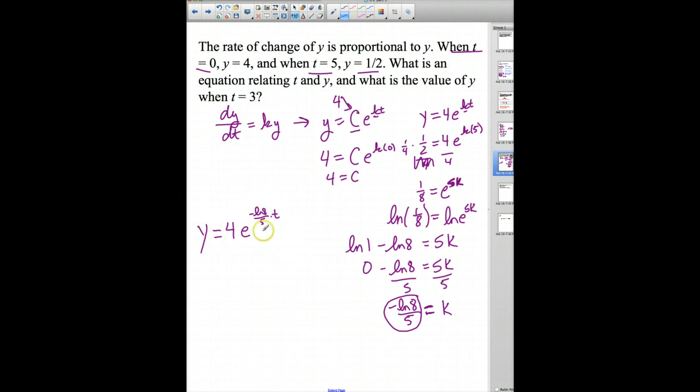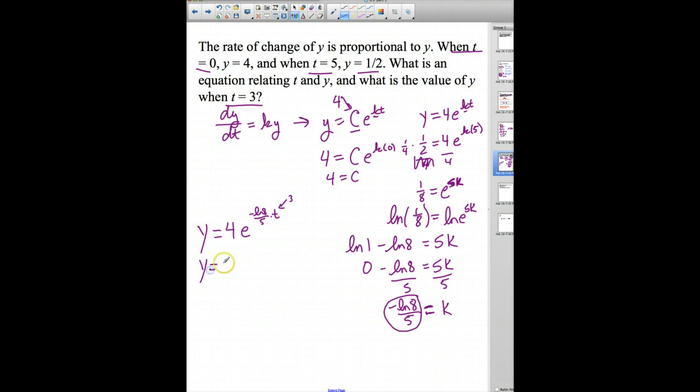And now we can use that equation. We could graph it. We can use it to find any values of y when we know t. So whatever this thing is, if it's money, if it's carbon atoms, if it's some kind of chemical that decays, whatever it is, this one looks like a decay one because it started at 4 and then it's 1/2 at 5 seconds or years or billions of years later. So what's the value of y when t equals 3? We can just plug a 3 in here.